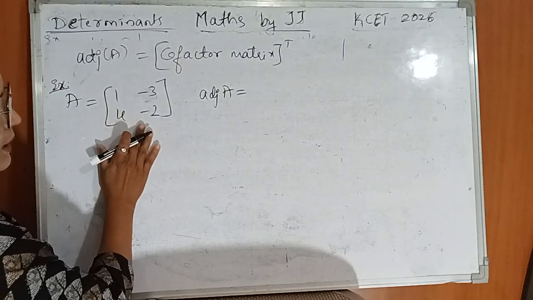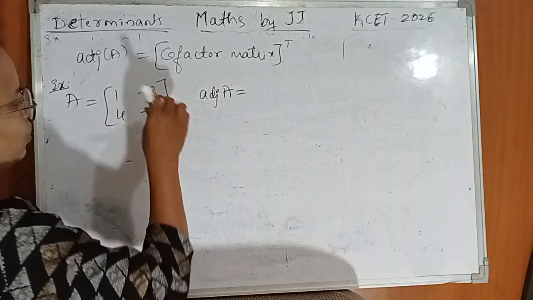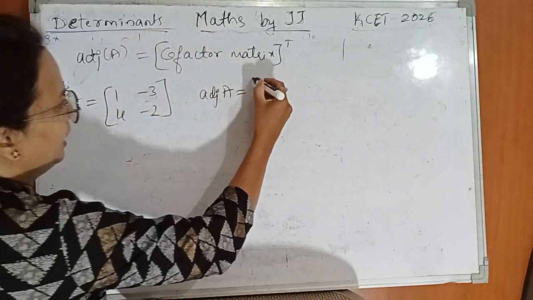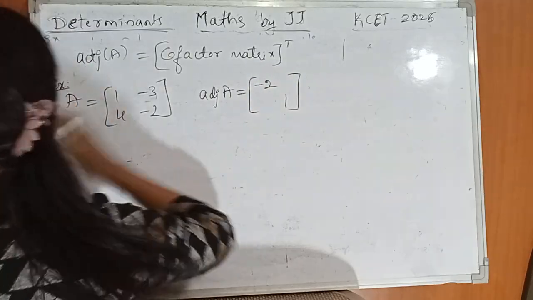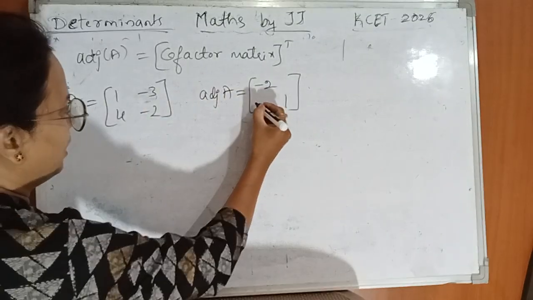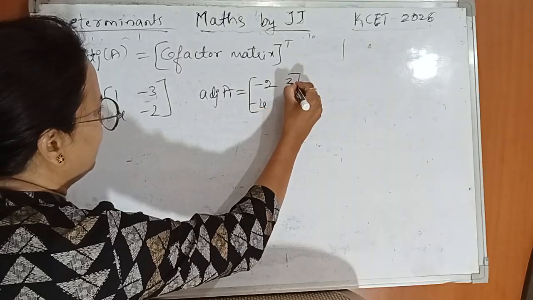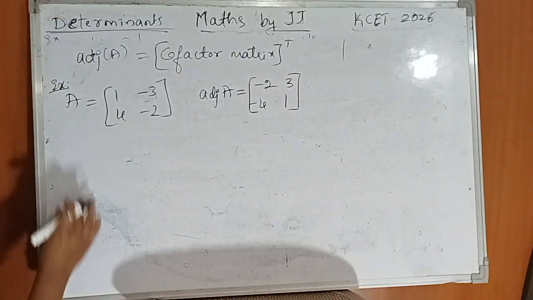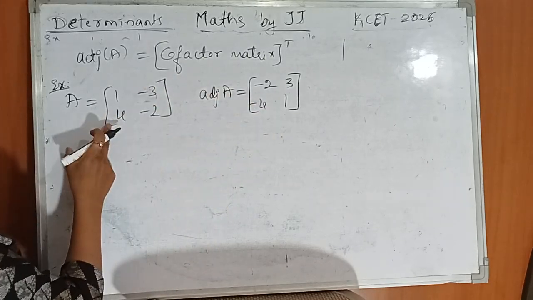There is a shortcut method for this. Only for order 2 we have a shortcut. So what we need to do here is the diagonal elements have to be interchanged. Okay, the diagonal elements should be interchanged, but for the non-diagonal elements we have to change the sign. That is -4 and this becomes +4. So this is the shortcut method to calculate the adjoint of A in case of order 2.